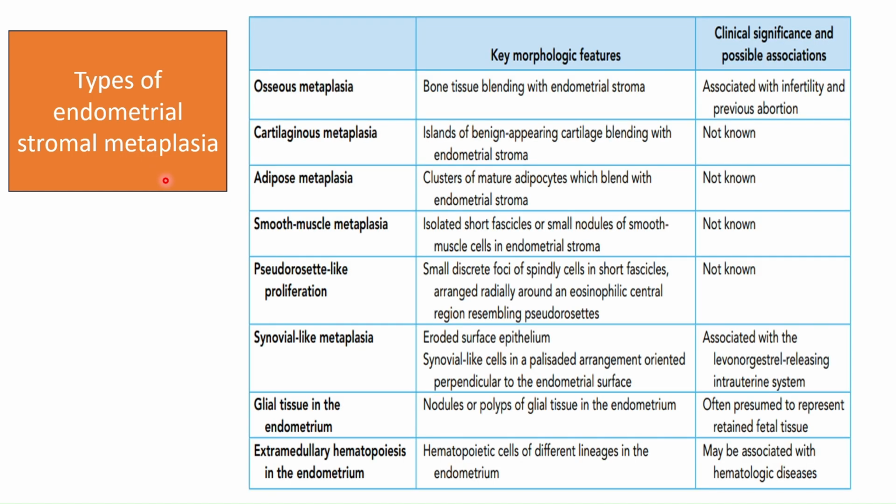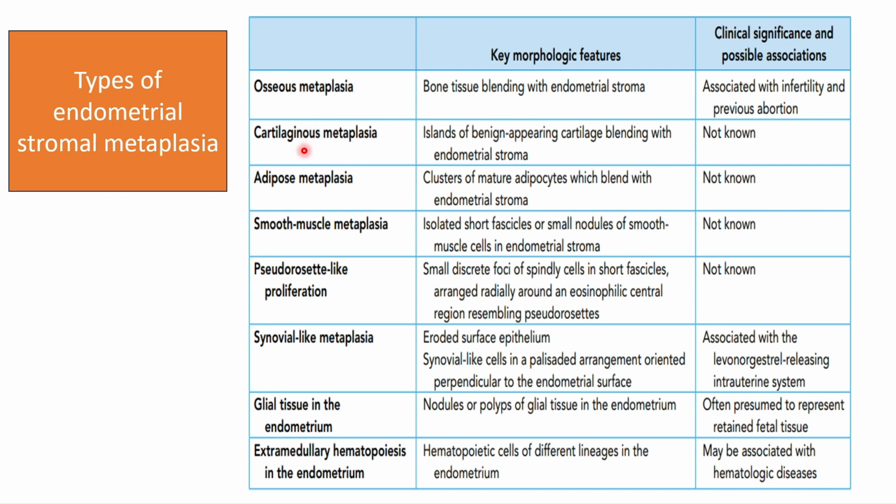Now, we have seen epithelial metaplasias, which are more common as compared to stromal metaplasia. So let's see what the different types of stromal metaplasias are, their key morphological features, and their clinical significance. So first is osseous metaplasia. Here we can find bony tissue or osteoid material blending with endometrial stroma, associated with infertility and previous abortion. So history is a must whenever we find this type of metaplasia.